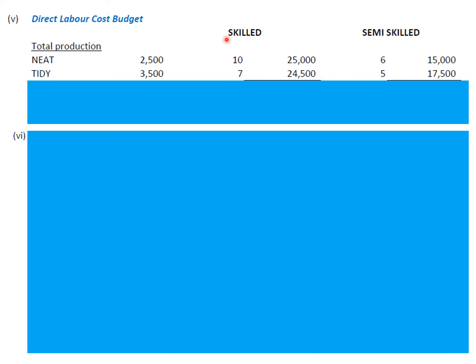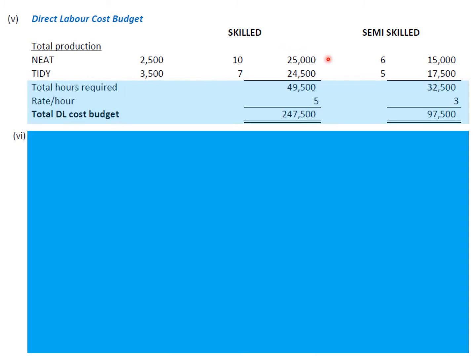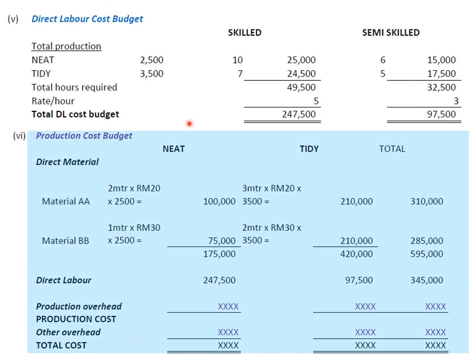Dia nak buat 2,500. So, dapatlah 25,000. Macam tu. Dan kita akan totalkan dekat sini. Dapat total hours yang kita required untuk buat both neat and tidy dalam kategori skill labor. So, darab dengan RM5. So, dapatlah total direct labor cost budget untuk skill labor. Dan untuk semi-skill guna cara yang sama, cuma rate dia lain dan waktu dia guna, hours required is different. But the technique is the same. Next, soalan you mungkin juga akan minta the production cost budget. So, this production cost budget for neat and tidy.